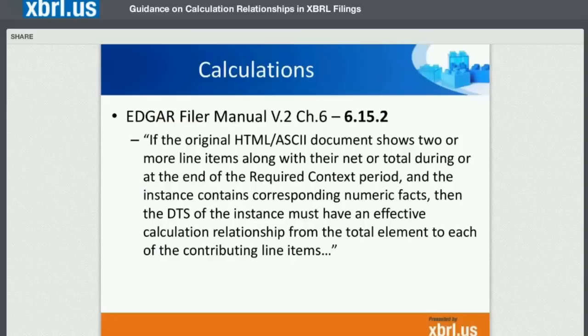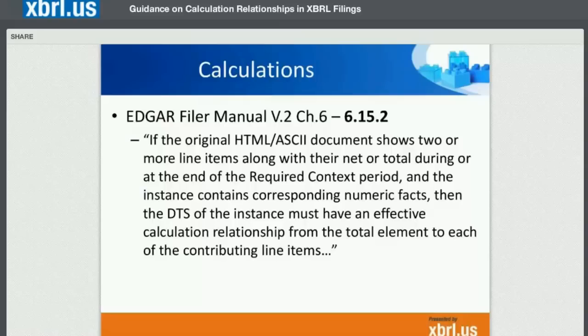Now, another question received is, if some of the items present have numeric facts in contexts that have dimensions, is a calculation required for those items? The answer to that is no. Some of the items present have facts in context with dimensions. A calculation is not required for those items. As I said, currently the XBRL specification doesn't allow us to sum across dimensions.